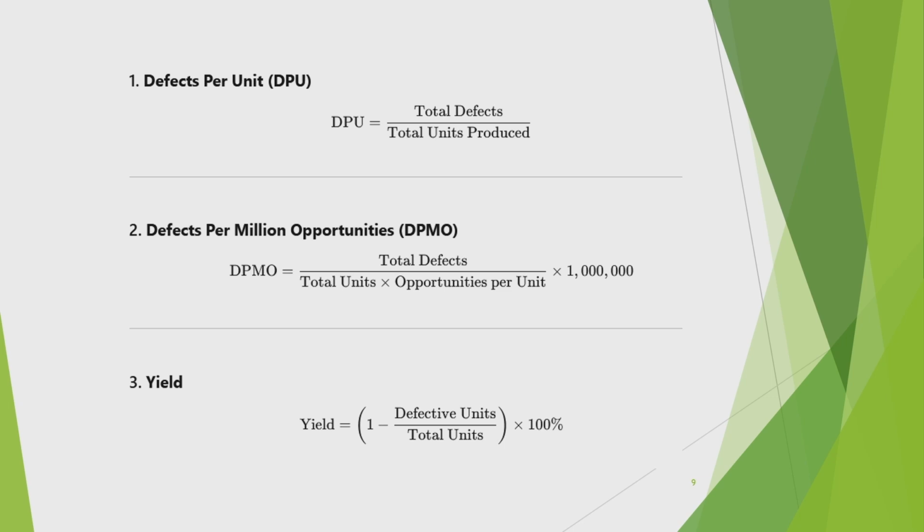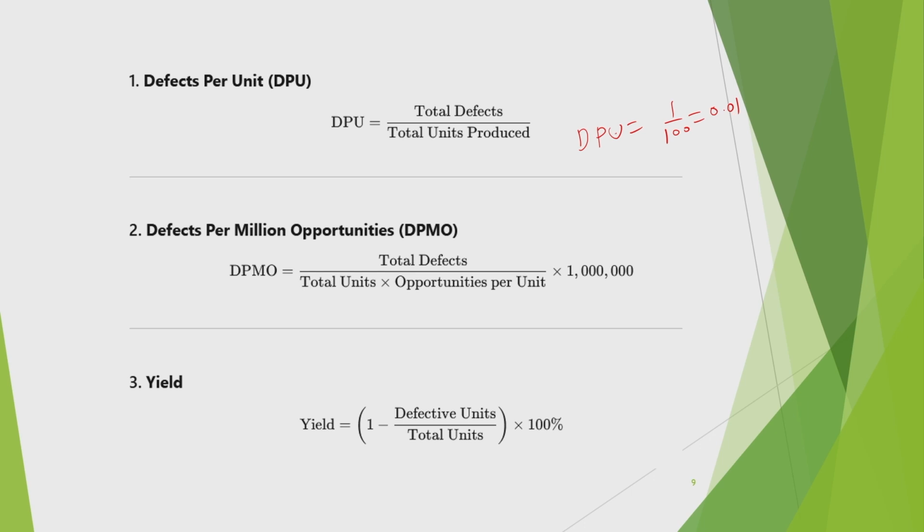Okay, so defect per unit is defined as total defects divided by total units produced. For example, if I produced 100 units but got one defect, my defect per unit will be 1 by 100, or 0.01. So this is defect per unit.